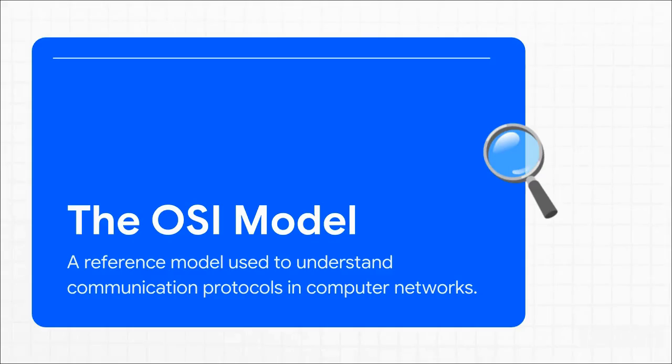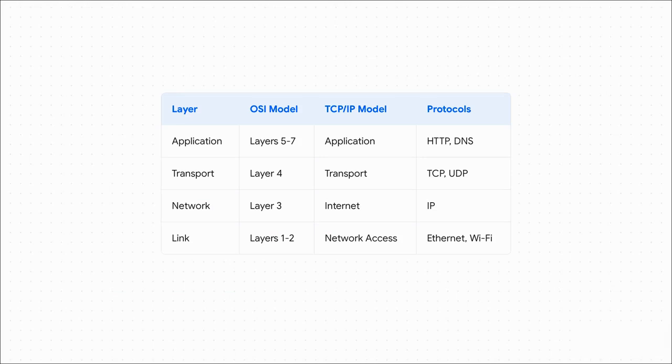Okay, so for computers all over the world to talk to each other without total chaos, they need a shared grammar, right? That's where reference models come in. The most famous one is the OSI model. Think of it like a blueprint that breaks down this impossibly complex process of network communication into 7 distinct, manageable layers. But here's the thing.